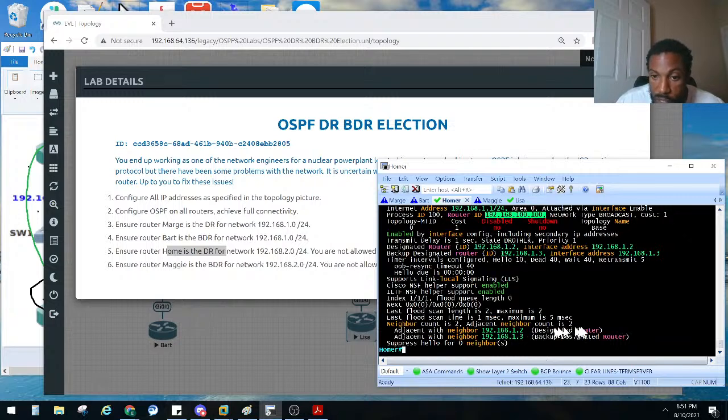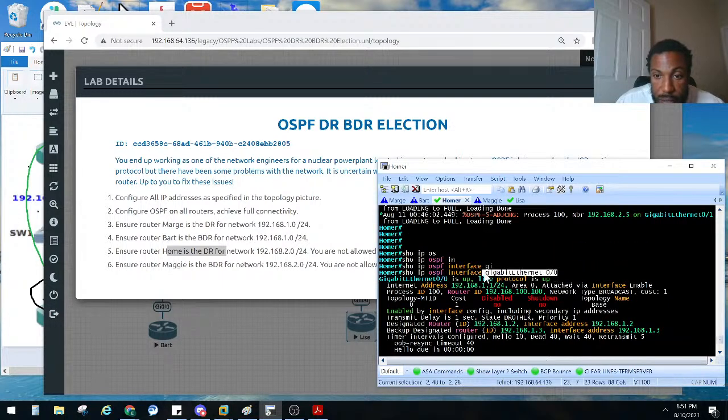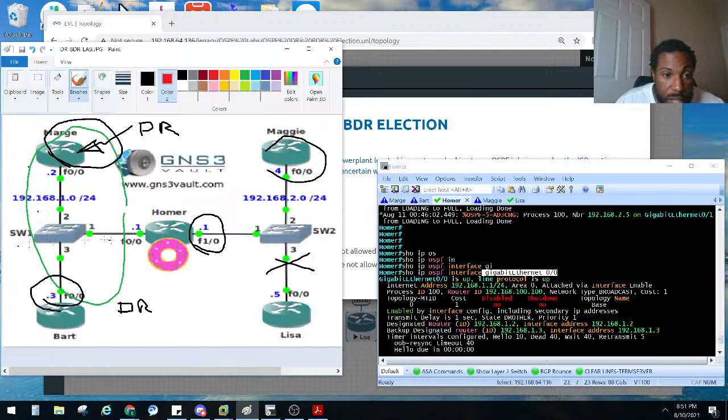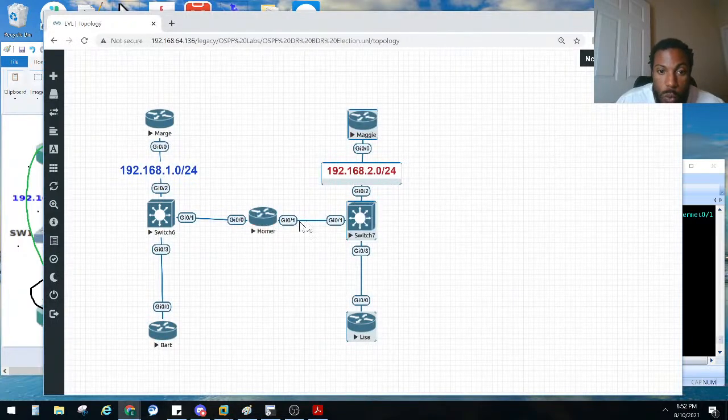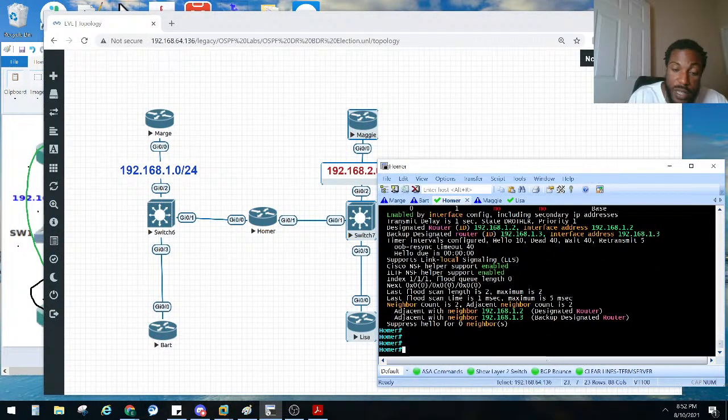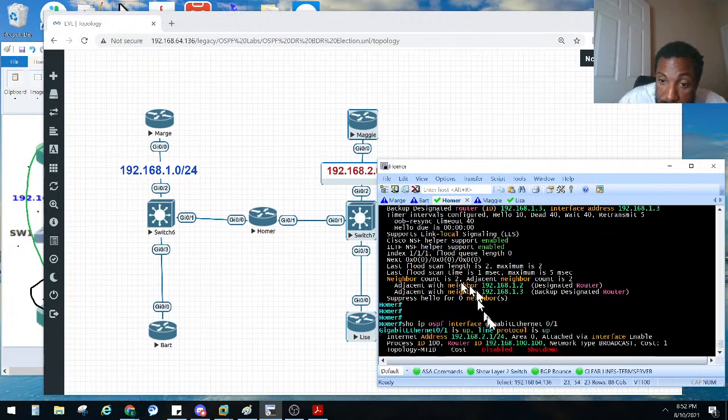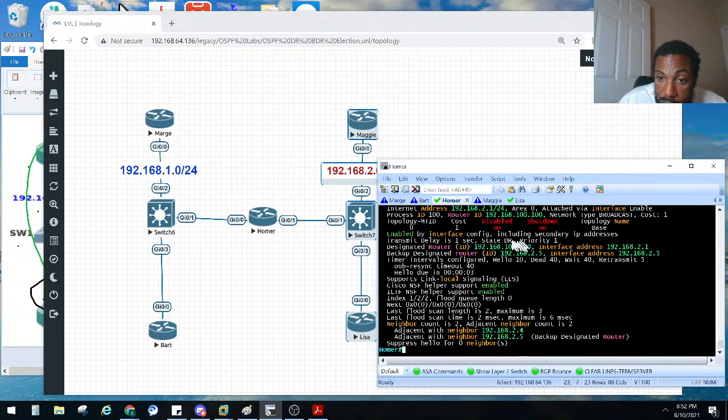Right now, 1.2 is the designated router. Interesting. Oh, you know what? That's the wrong interface. This interface right here participates in that side of the network. We needed to check that interface, which is actually Gi0/1. See that? Y'all see that? Two different network segments. That's another broadcast network. So we need to do the same thing, but Gi0/1, and it will show that Homer is now the designated router. Good to go.